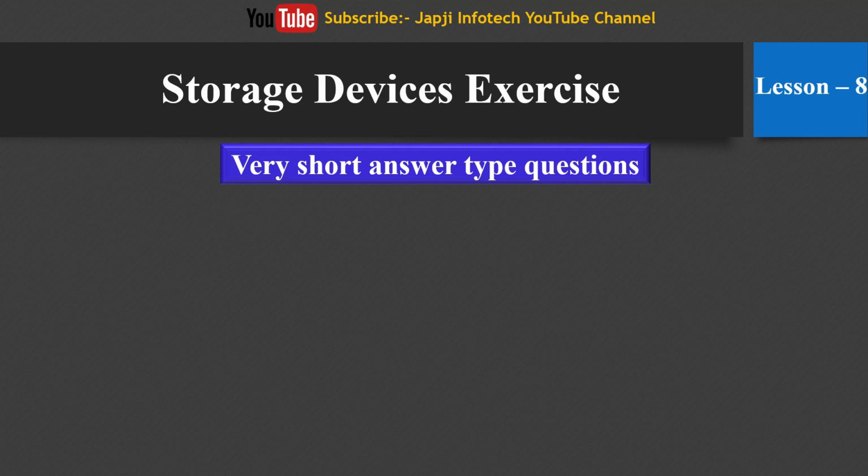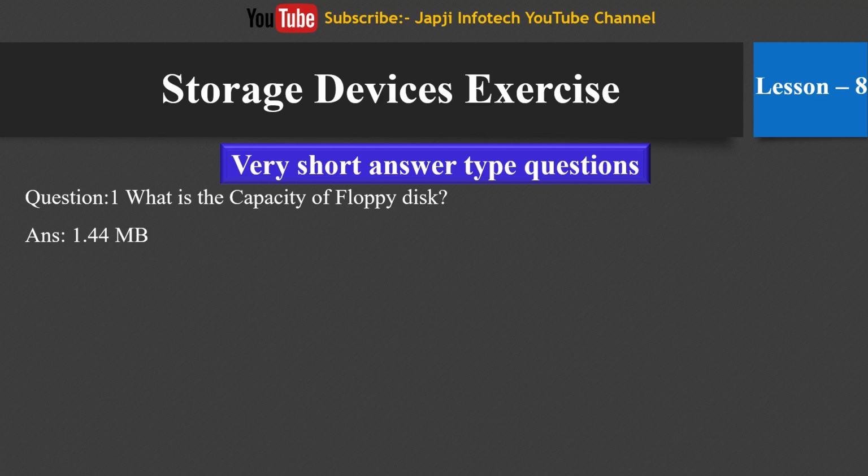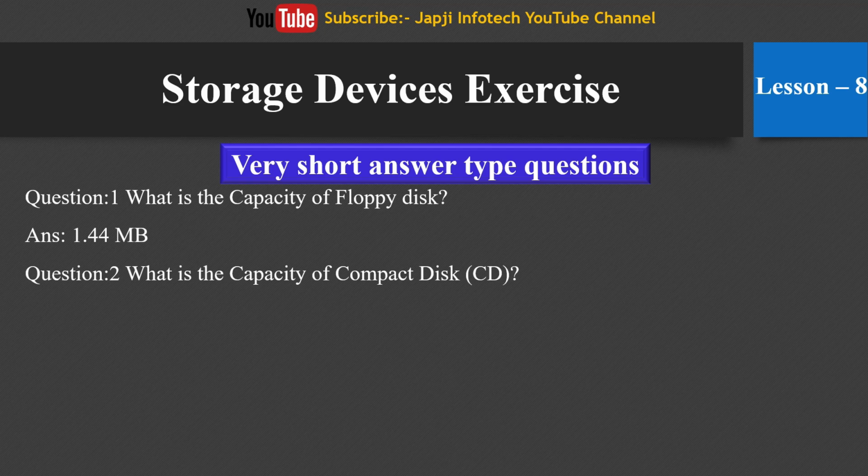So now we will learn about very short answer type questions. So the first question is what is the capacity of floppy disk, and their answer is 1.44 MB. And the second one is what is the capacity of compact disk. So the right answer is 700 MB.